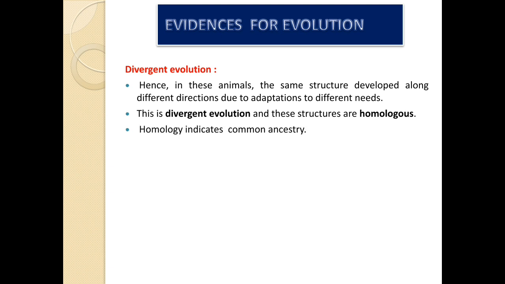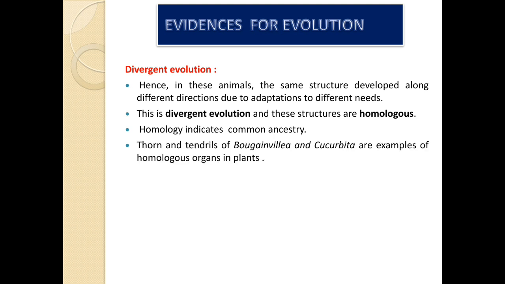So homology indicates common ancestry. Clear? What does homology indicate? The common ancestry, that means the origin is the same. So in homologous organs, if you consider human four limbs, bat four limbs, whale four limbs, cheetah four limbs, the origin is the same but the function is different. Clear? So my dear student, that was the example of animals regarding divergent evolution.